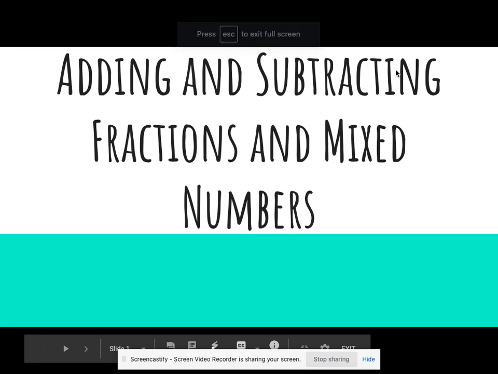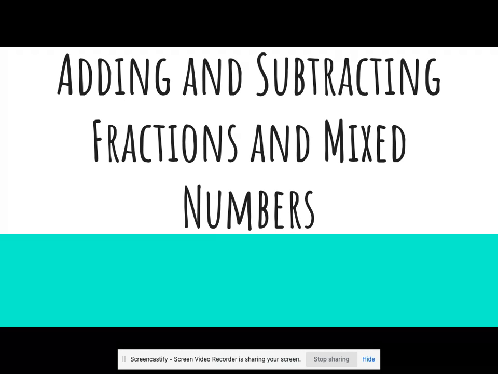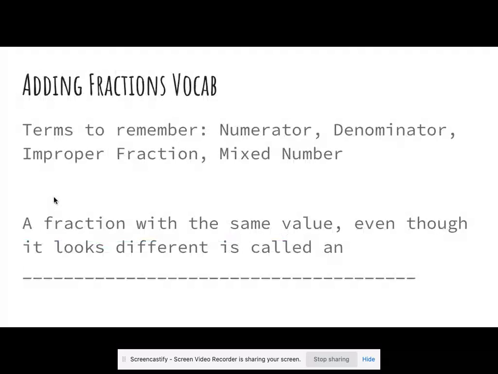Adding and subtracting fractions and mixed numbers. So we have multiplied and divided, so the next thing we need to do is add and subtract. So adding fractions vocab, some of these terms we need to remember are numerator, denominator, improper fraction, and mixed number.